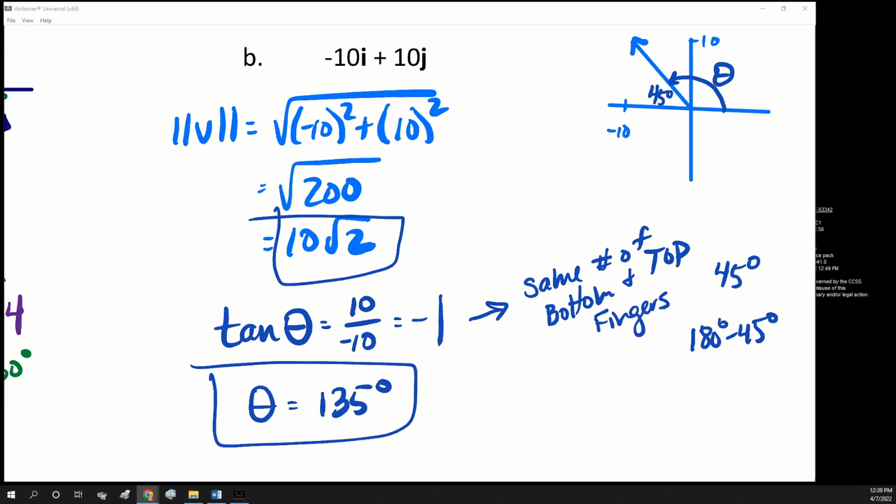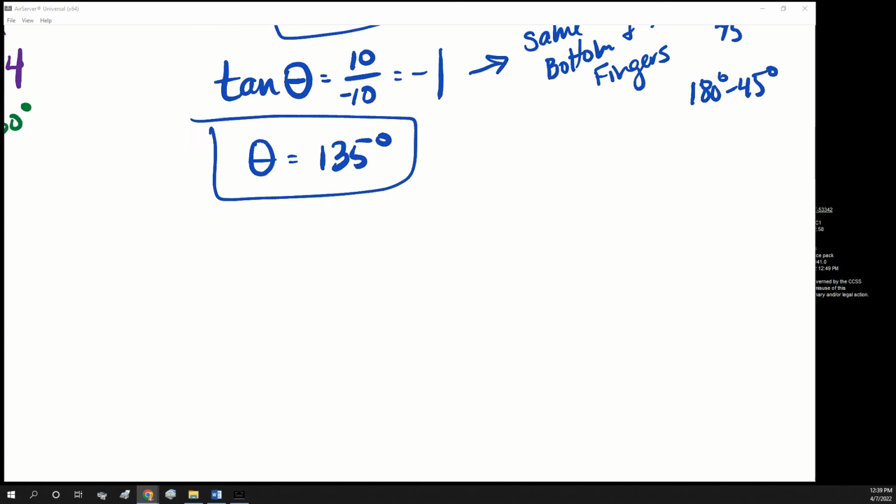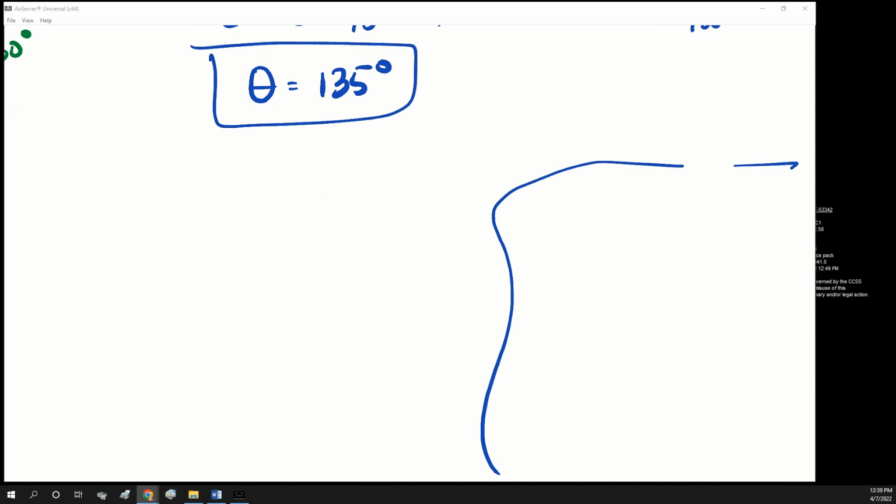There's one on your homework that a lot of people are asking about, so I'm going to go ahead and talk about it. But let's say just some random problem that is in quadrant 3.